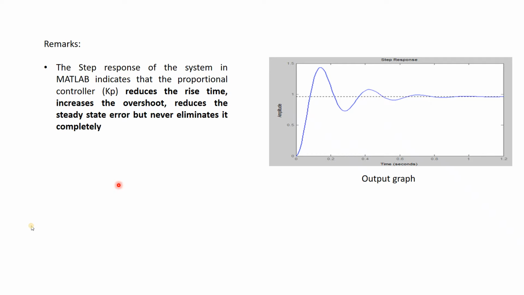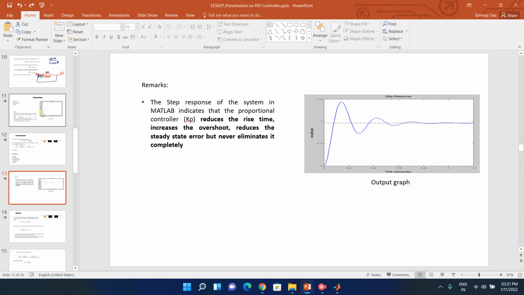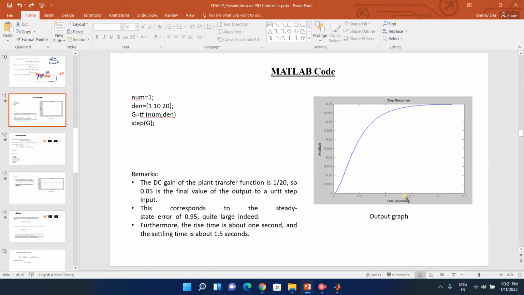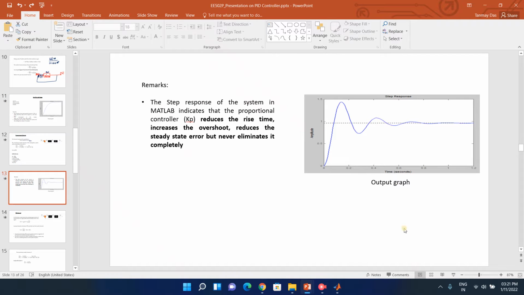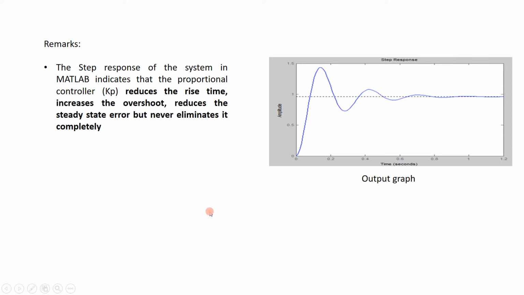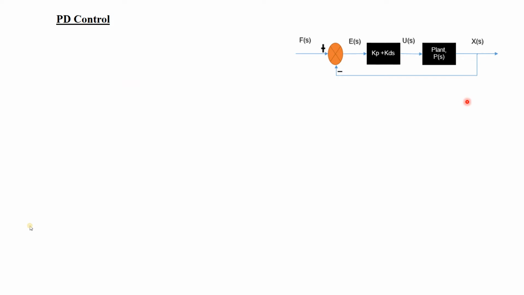So what is the conclusion? Conclusion ये है कि the step response of the system in the Matlab indicates that the proportional control reduces the rise time. Rise time is reduced क्योंकि पहले देखो rise time 1 सेकेंड ले रहा था और सेटलिंग टाइम 1.5 सेकेंड। अभी rise time बहुत कम हो गया, 1 सेकेंड से कम हो गया। ओके 0.138 देखा था ना, but increases the overshoot, reduces the steady state error but never eliminates it completely. So it has reduced the steady state error, it is not 95% anymore, it is less than 0.5%, but it does not completely reduce it.